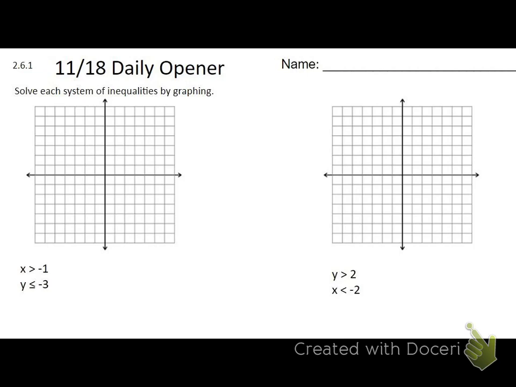So solve each system of inequalities by graphing. It's been a while since we've done these. So the first one, I have x is greater than -1. So how am I going to graph that? Chance, how am I going to graph this? You could put the -1 on the x. That is correct. Then what? Solid or dashed? Definitely dashed. Horizontal or vertical? Vertical.